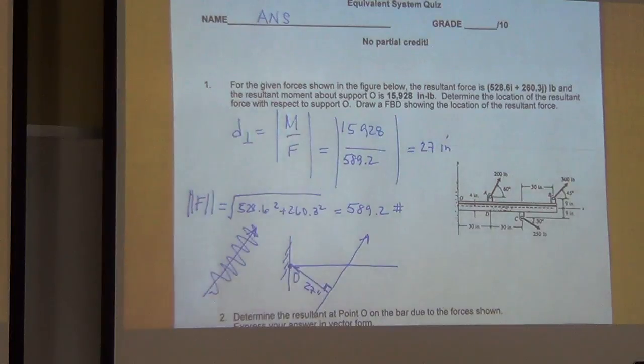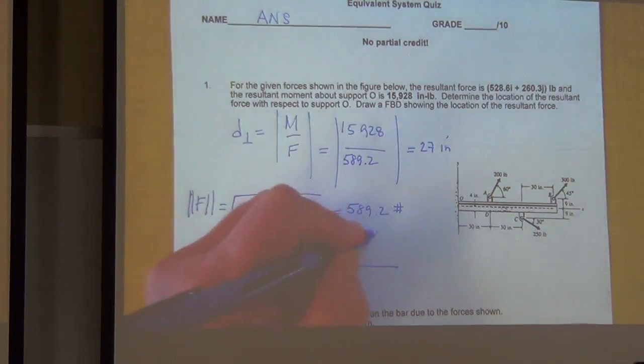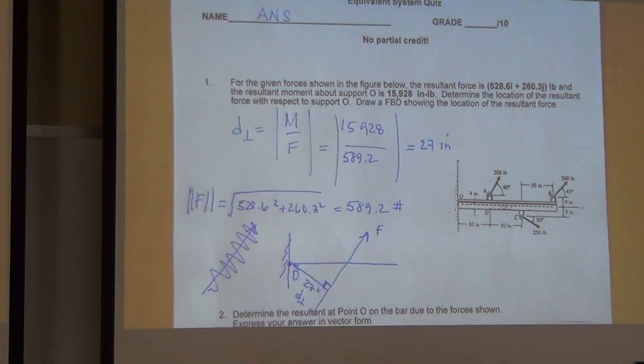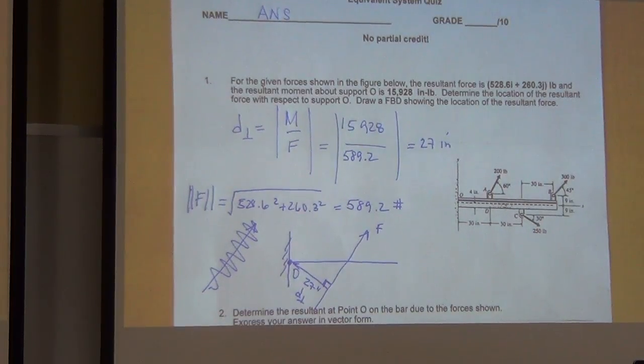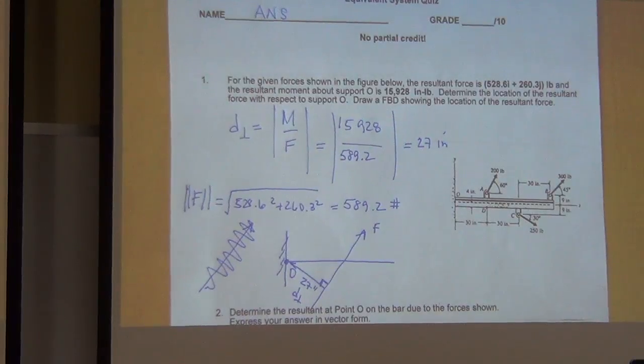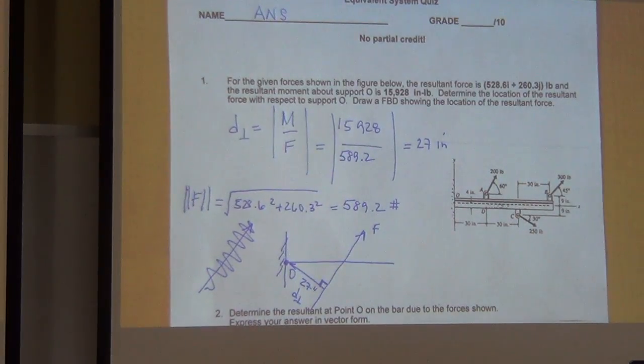27 inches. That's my perpendicular distance. And here's my force. Okay? Some of you, I'm guessing, might have found an X value and a Y value. I'll look at that, just because I know in the past what people have done. But equivalent system problems are a little bit uncomfortable for people, so I wanted to make sure I gave the one that's the most uncomfortable. So you guys can learn from it.